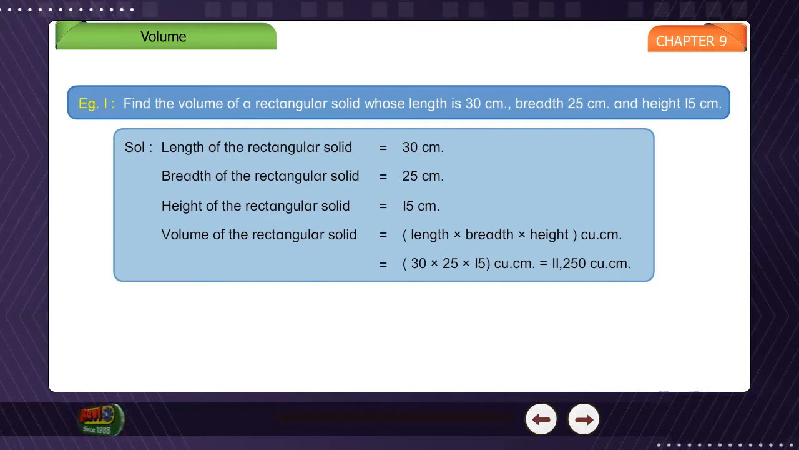Volume of the rectangular solid is equal to length into breadth into height cubic centimeters, is equal to 30 into 25 into 15 cubic centimeters, is equal to 11,250 cubic centimeters.